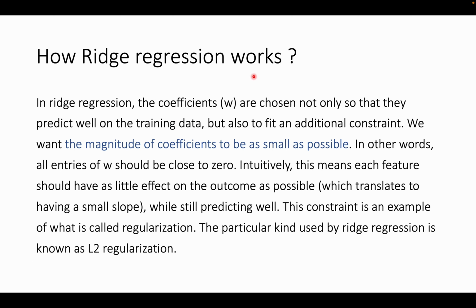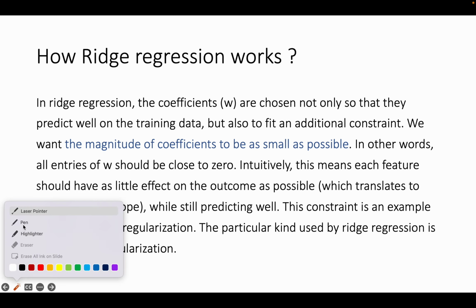So how does ridge regression work? In ridge regression, the coefficients w are chosen not only so that they predict well on the training data, but also to fit an additional constraint. We want the magnitude of coefficients to be as small as possible. In other words, all entries of w should be close to 0. Intuitively, this means each feature should have as little effect on the outcome as possible, which basically means having a small slope while still predicting well. This constraint is an example of what is called regularization. The particular kind used by ridge regression is known as L2 regularization.